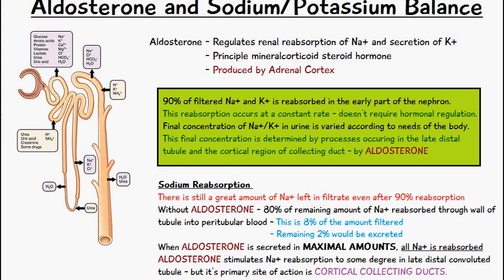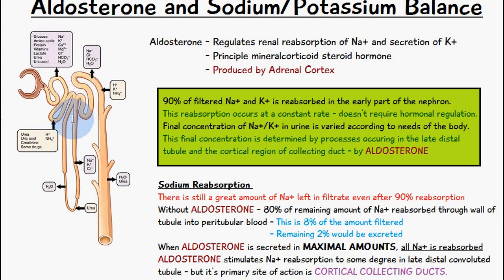So the majority, or 90%, of the filtered sodium and potassium is going to get reabsorbed in the early part of the nephron. And this reabsorption is going to occur independently. It doesn't require hormonal regulation up until this point here. So in the early regions it's going to happen independently.